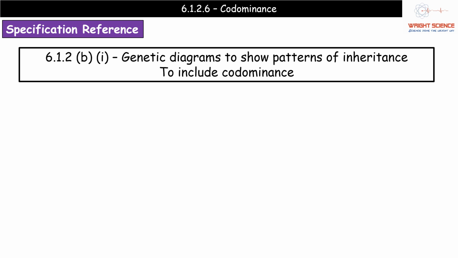What we're going to be doing in this video is carrying on with our module 6 work, and we're going to be looking at specification reference 6.1.2b part 1, genetic diagrams to show patterns of inheritance to include codominance.